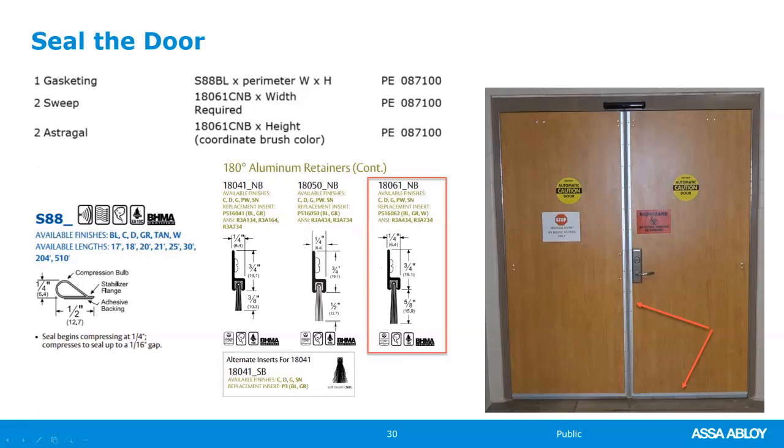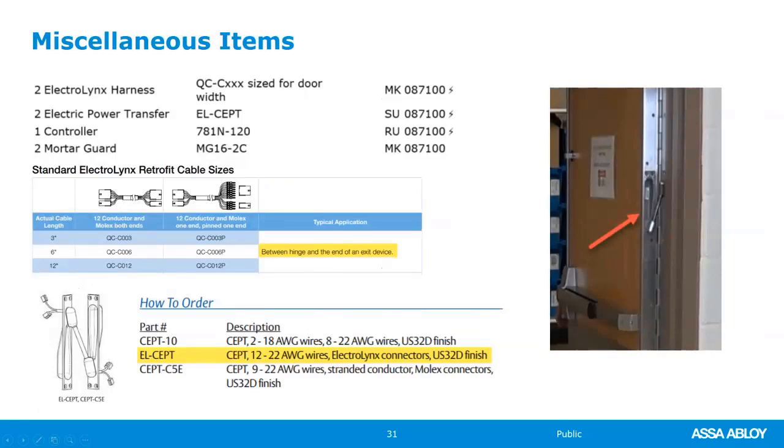Sealing the door: because this is the morgue area, they did want to have extra sealing. So we had the astragal, brush astragal, and the brush door bottoms. The ELCEPT power transfer allows for 22 gauge wires, which are thicker than what you would have if you just went with the prep for the one that's in the hinge. And they will prep for the CEPT at the factory.